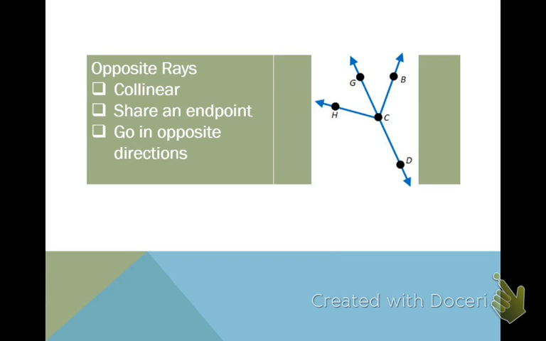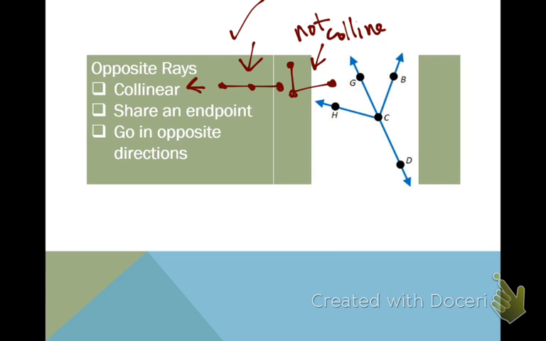The last thing we learned were collinear points, opposite rays. So sorry, it's so early. Opposite rays, they're collinear. Remember, collinear means they're on the same line. So on the same line would be points like this and not points like this. So this one is collinear, whereas this one is not collinear. Just to remind you, they would share an endpoint, and then obviously they go in opposite directions because they're called opposite rays.